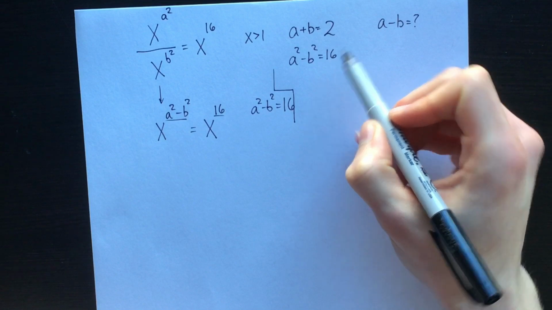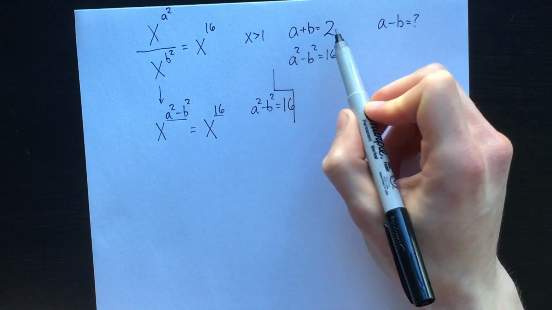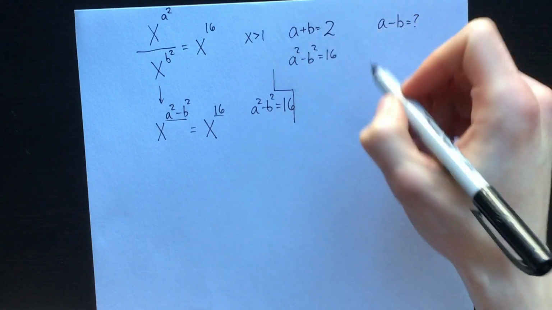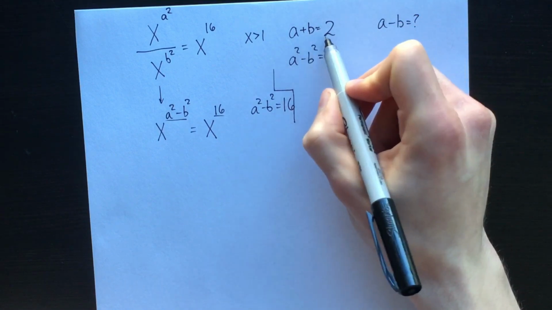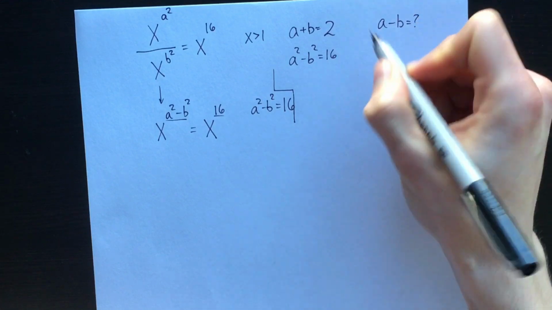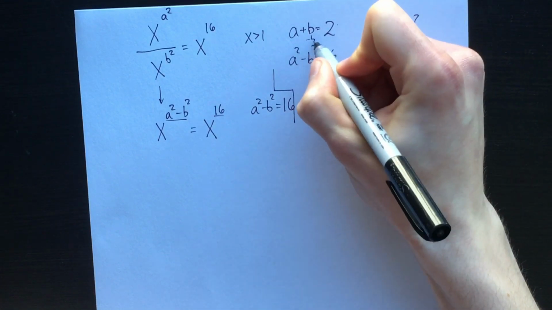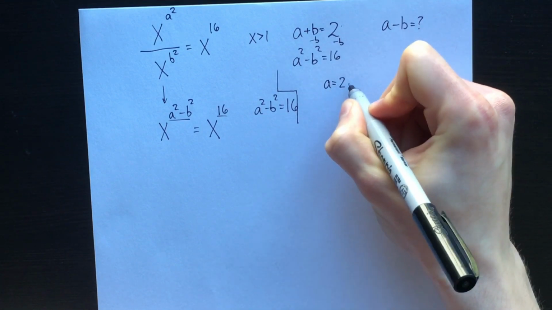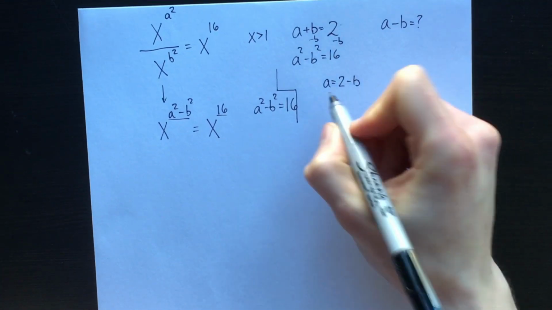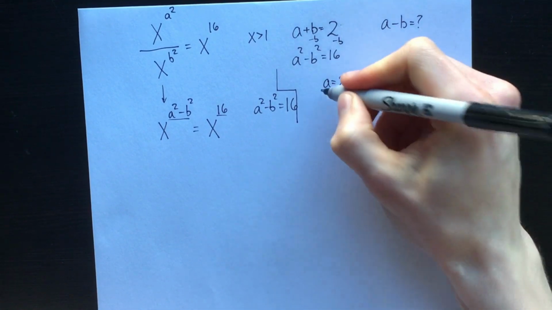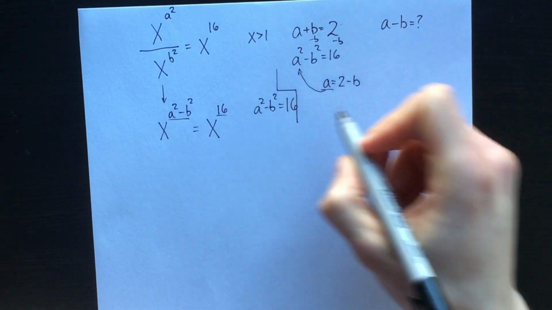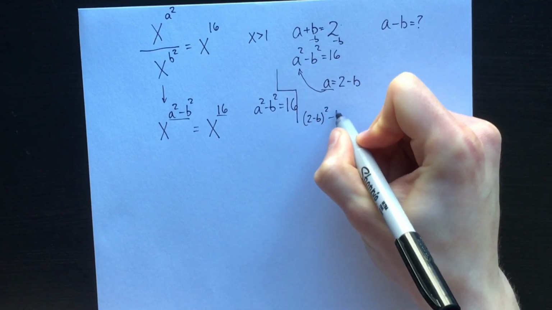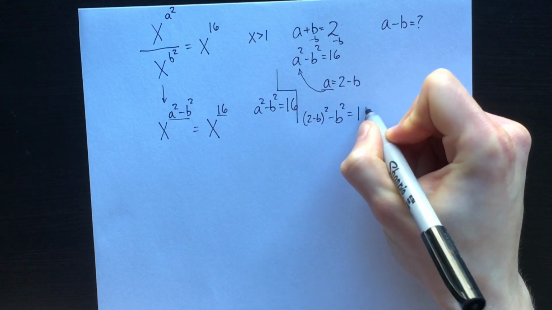So with substitution, I can see that this one is probably a little bit more simple to work with. So I'm just going to do minus b on both sides. So I would get a is equal to 2 minus b. So now that I know a in terms of b, I can plug it into this a right there. So I know now that 2 minus b squared minus b squared is equal to 16.